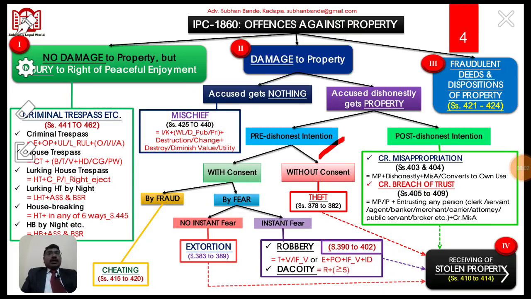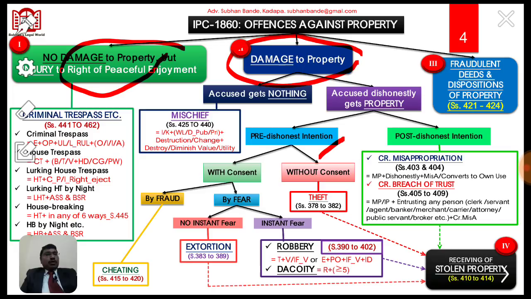Here, the offences against property are categorized into 4 categories, namely: Category 1 is offences against property where there is no damage to the property but there is an injury to the right of peaceful enjoyment. Category 2 is offences against property where there is a clear damage to the property. Category 3 deals with receiving of stolen property. Category 4 deals with the fraudulent deeds and dispositions of property.